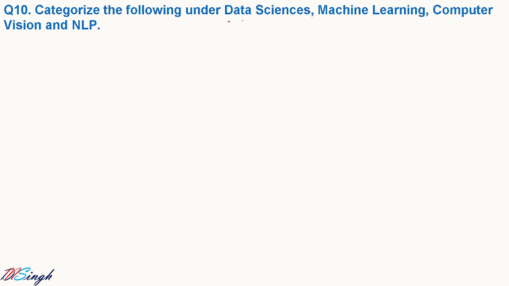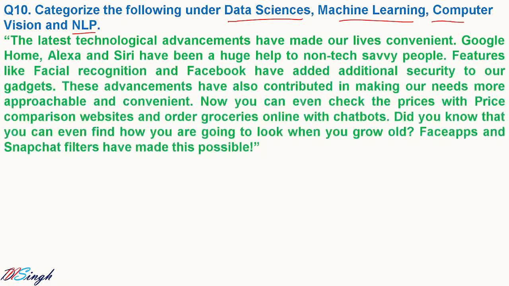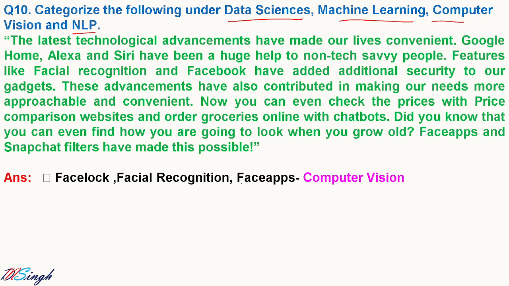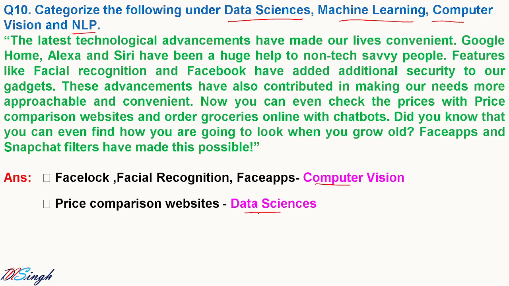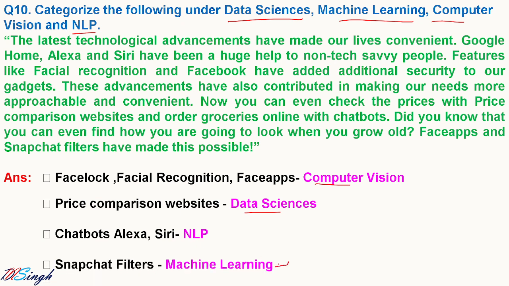Categorize the following under the data science, machine learning and computer vision, NLP. इस टाइप का क्वेश्चन भी बहुत इंटरेस्टिंग है. दे विल गिव सम टेक्स्ट और उसमें से बताना है हमको कि जो टर्म यूज हुए हैं वो किस पर्टिकुलर डोमेन को बिलोंग करते हैं. The latest technological example have made our lives convenient. I hope we have covered this question in NLP video also, but let us see it here also. Face lock, facial recognition, face app, they all are computer vision. Price comparison website are data science because they are dealing with the data. Chatbot Alexa Siri is an example of NLP, natural language processing, and Snapchat filters are from machine learning.